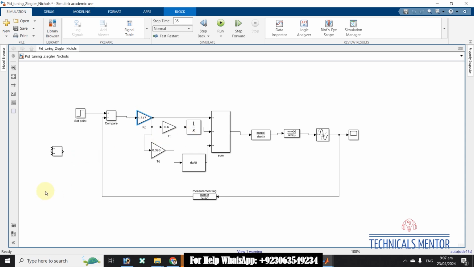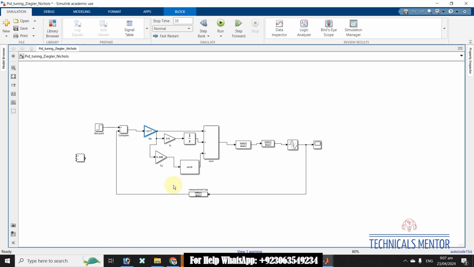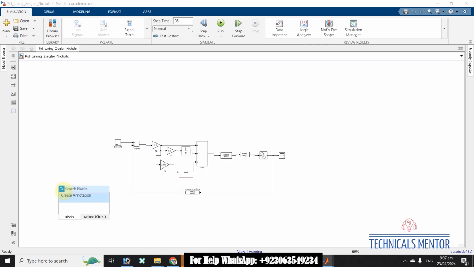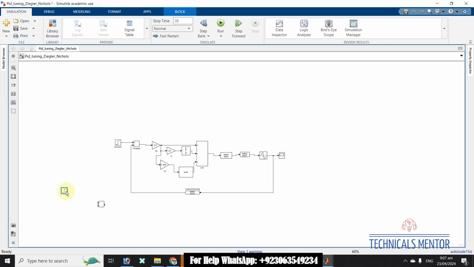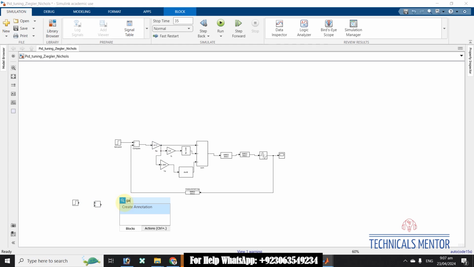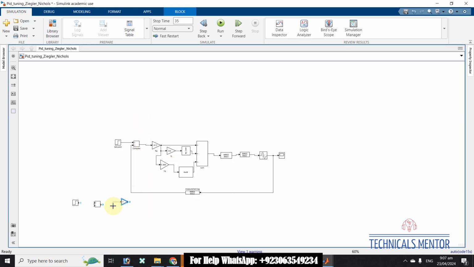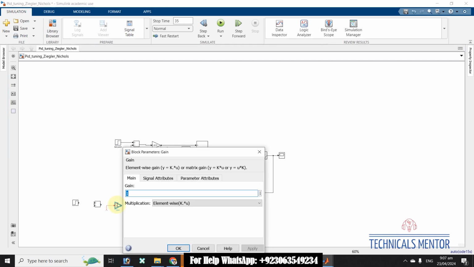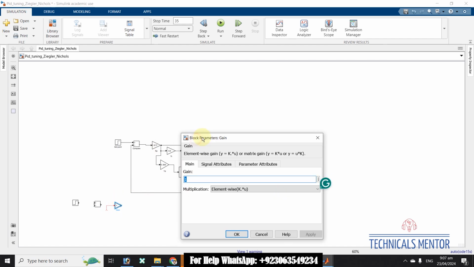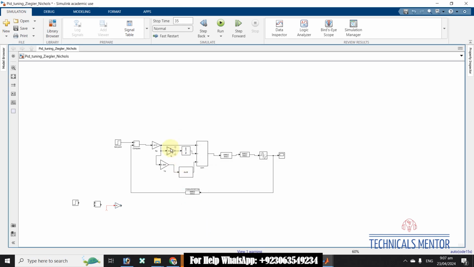Next part will be gain, so first will be step. You can see here step, and the other will be gain, so we search the gain block. We will change the value by double left clicking on the gain and put the value 1.617, then click apply. Our next blocks are also gain, so we can copy this with Control C and Control V.